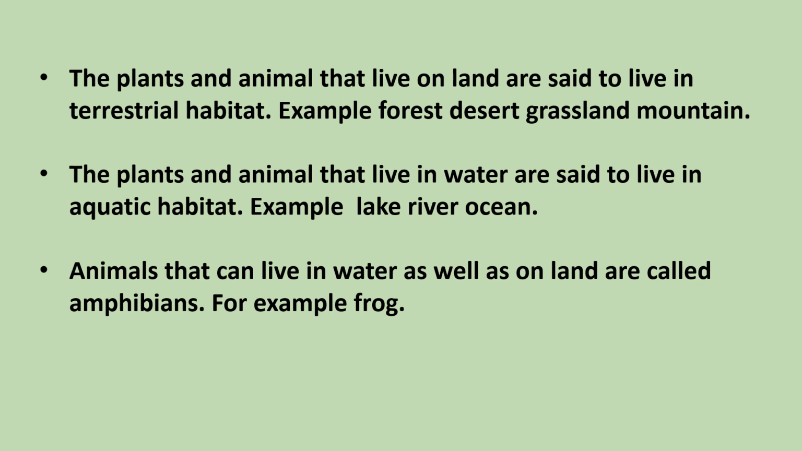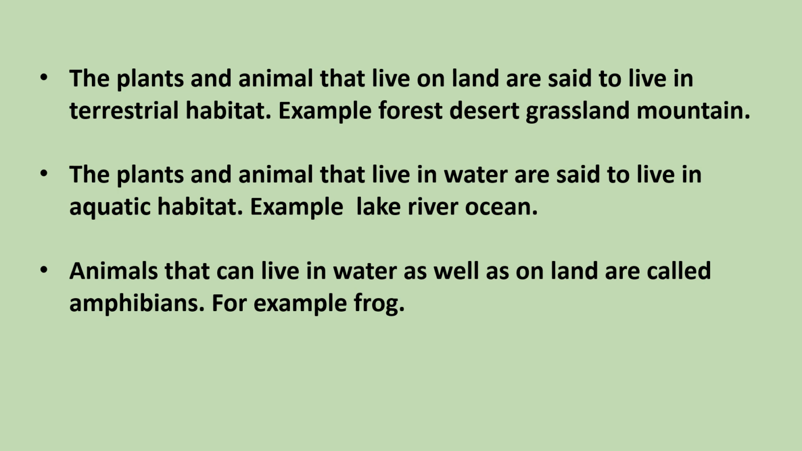The plants and animals that live on land are said to live in terrestrial habitat. So here we are learning about types of habitat. First one is terrestrial. Plants and animals that live on land are said to be living in terrestrial habitat. For example, forest, desert, grassland, mountain. All these are examples of terrestrial habitat, meaning land habitat.